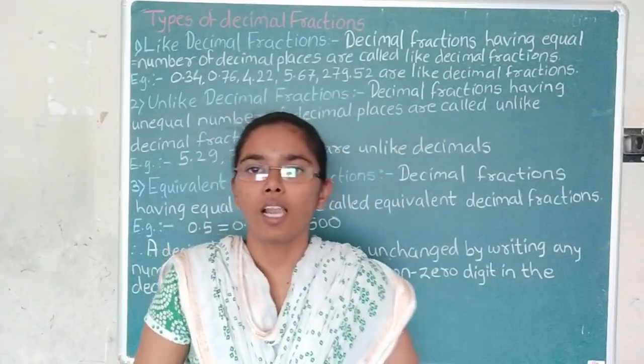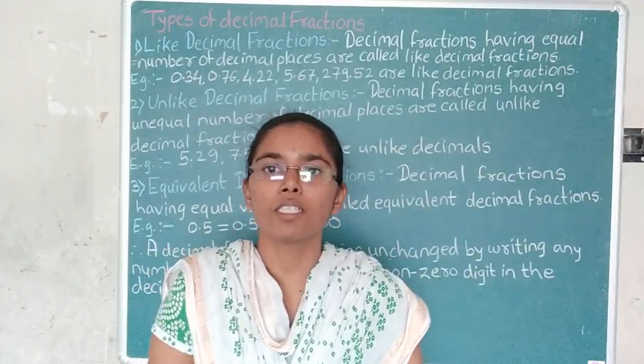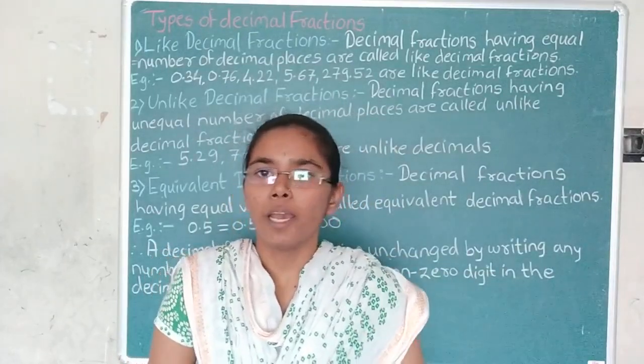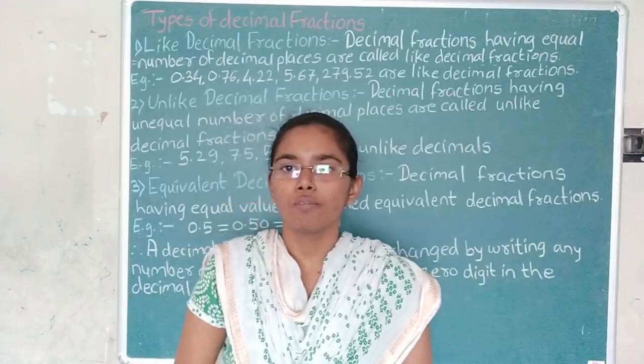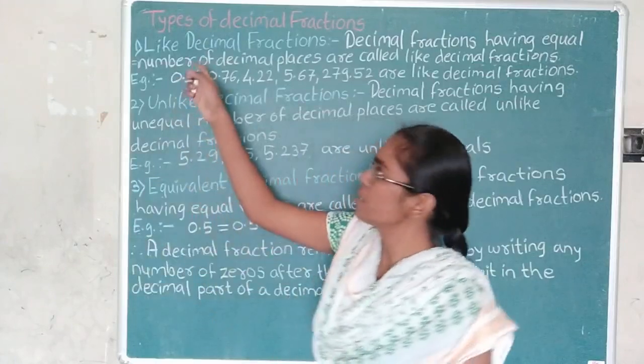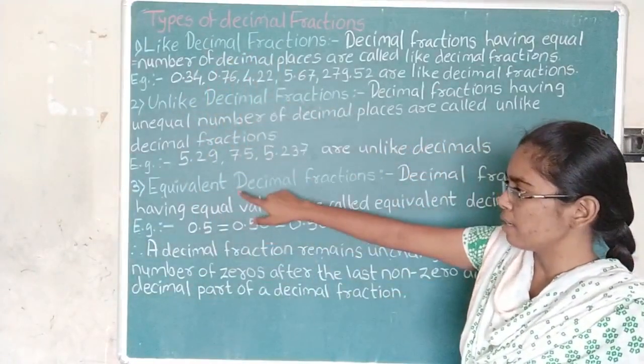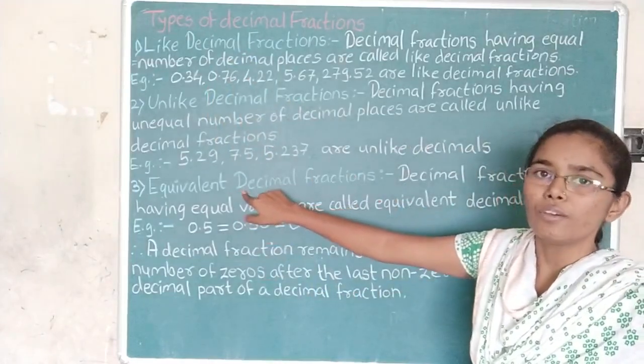In the last session we have seen what decimals are, how to write decimals in the expanded form and so on. Now in this session we will learn some types of decimal fractions. First is like decimal fractions, then unlike decimal fractions, and after that equivalent decimal fractions.